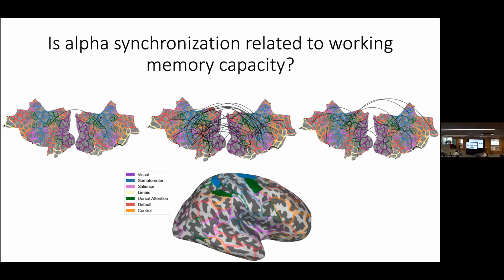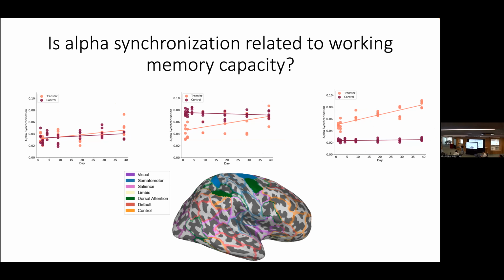Now we took these networks and then we looked at what happened in the control task and in the transfer task. What we would assume was that, okay, if this has to do with working memory capacity, then we should also see the same increase in the transfer task, but not in the control task. So that is what we saw as well: an increase over time for the transfer but not in the control task.